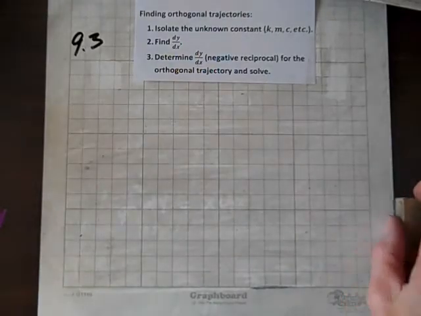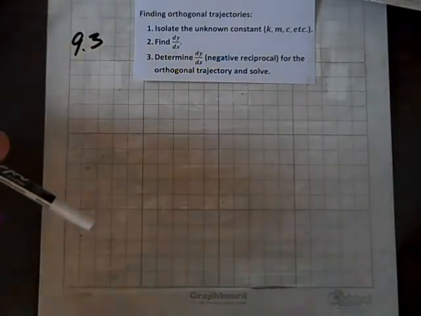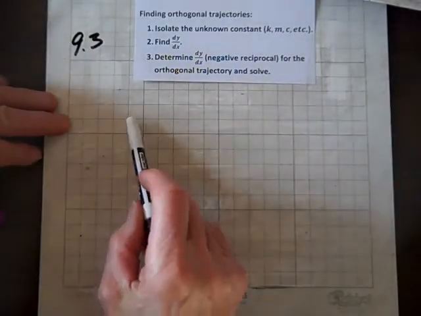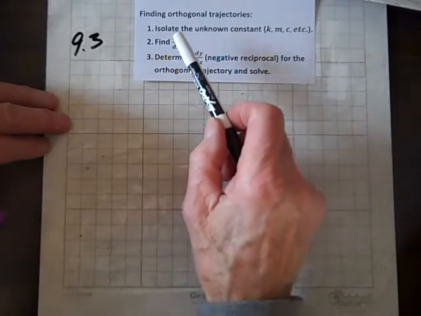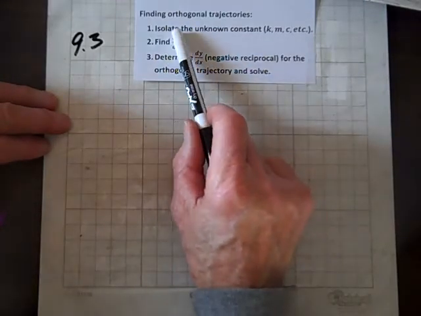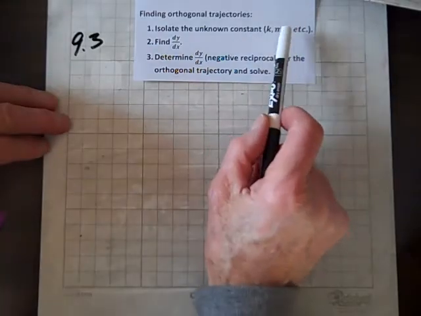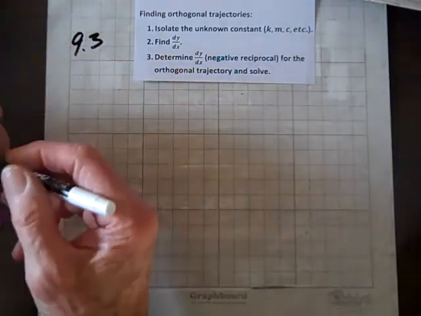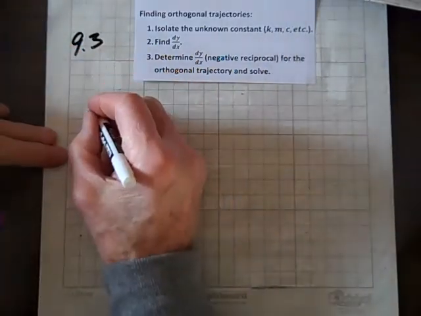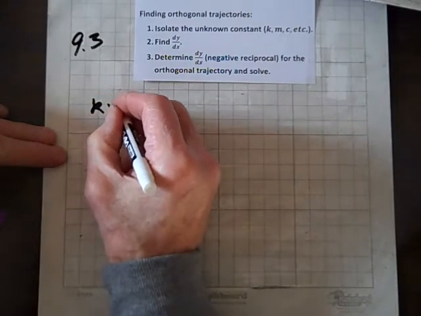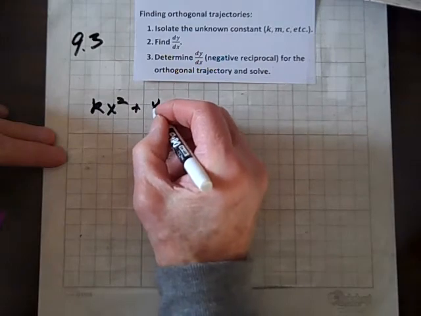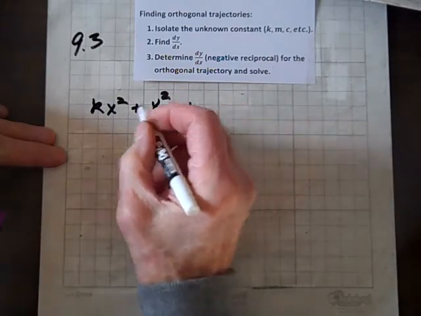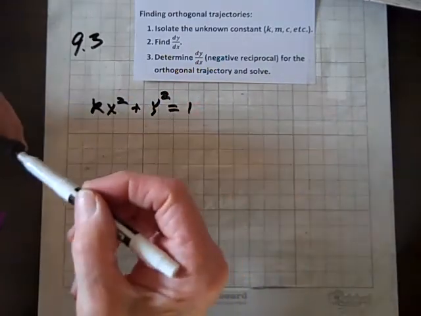Now we're doing section 9.3 and we're finding orthogonal trajectories, and I have a three-step process. The first step is isolate the unknown constant k, or c, whatever, and what we're given is kx squared plus y squared equals 1, so we're going to have to isolate this k.